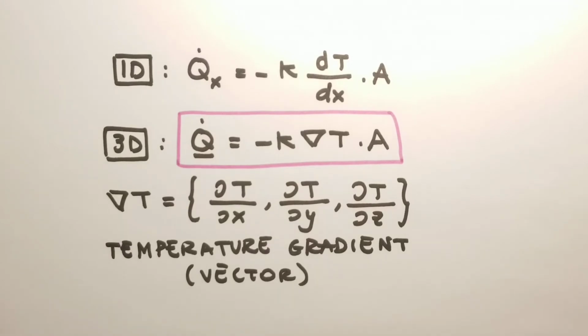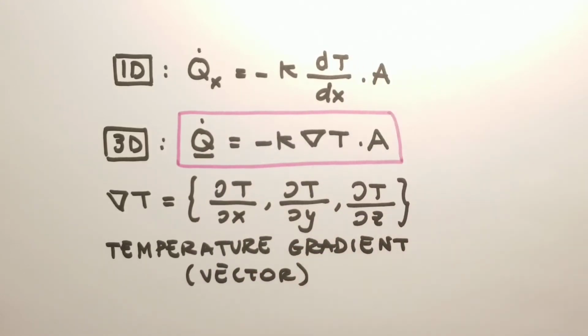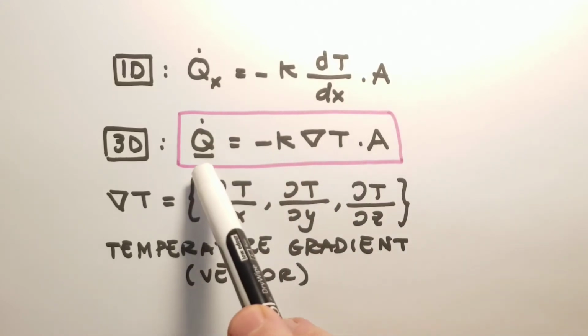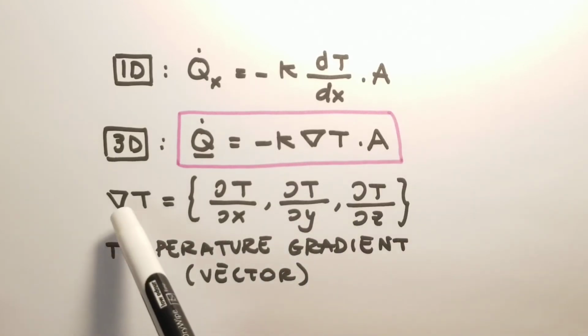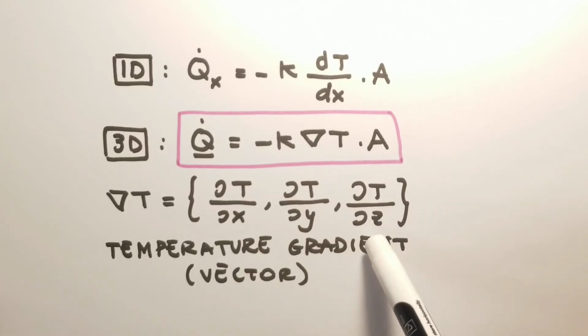So we have seen before Fourier's law in one dimension. So Qx is equal to minus k A dT/dx. But in 3D, we can generalize this, and we have the vector q equal to minus k A times the gradient of T, where the gradient of T is the temperature gradient. It's a vector, and the components are the partial derivatives of T with respect to x, then of T with respect to y, and T with respect to z. This is, of course, in the Cartesian case.